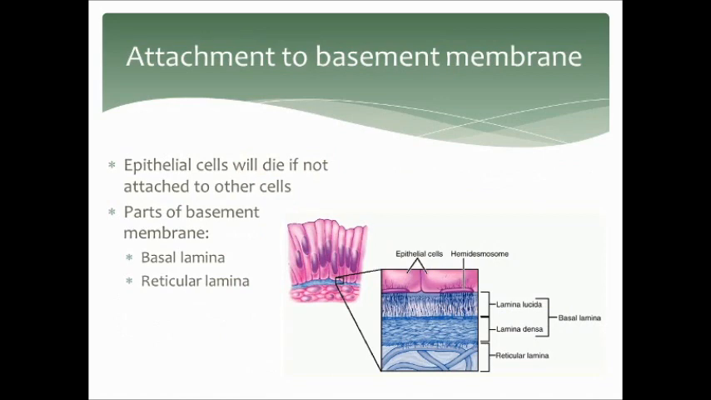So all of these epithelial cells are attached to the basement membrane. If they're not attached to the basement membrane, they can die because they're not vascular, so they would not be receiving any nutrients if they weren't attached to the basement membrane where nutrients could diffuse through. There are 2 different parts of the basement membrane, the basal lamina and the reticular lamina. The basal lamina is actually superficial to the reticular lamina, and it acts as a selective filter. The reticular lamina gives the basement membrane its strength.